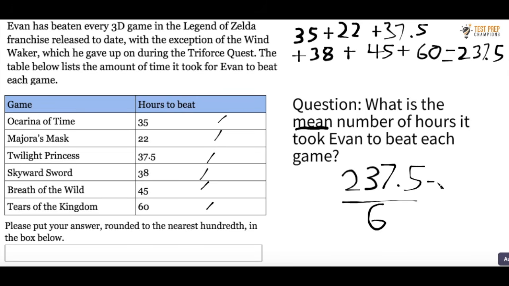And again, I'm going to lean heavily on my calculator to do the work for me. And I get 39.58. Okay, so this is the answer that you should have, 39.58. This is what will go down here in the box.